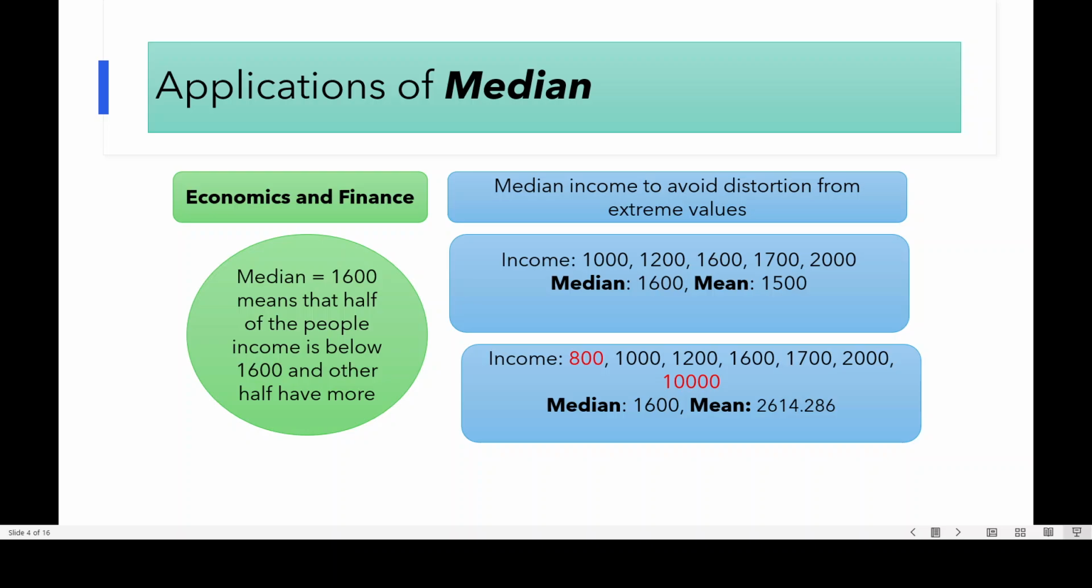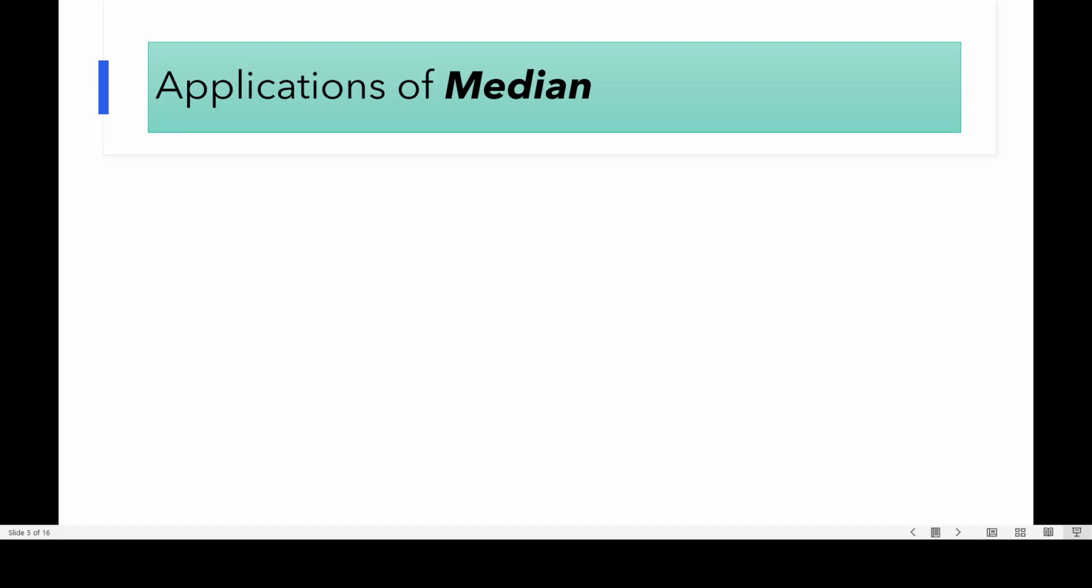Here is skewed data. Median is still 1600 but mean changes to 2614, because mean is sensitive to outliers and this is skewed data which contains extreme values.